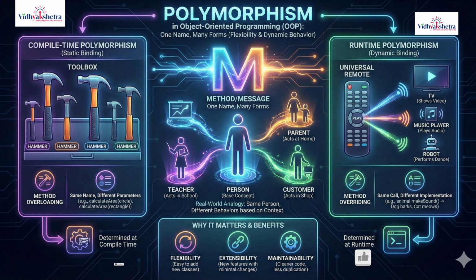The word polymorphism is derived from two Greek words, poly, meaning many, and morph, meaning forms. In object-oriented programming, polymorphism means one name, many forms. It refers to the ability of a single method, function, or interface to behave differently in different situations. In simple terms, polymorphism allows the same operation to perform different actions depending on the object that is calling it. This concept enables flexibility and makes programs more dynamic and extensible.